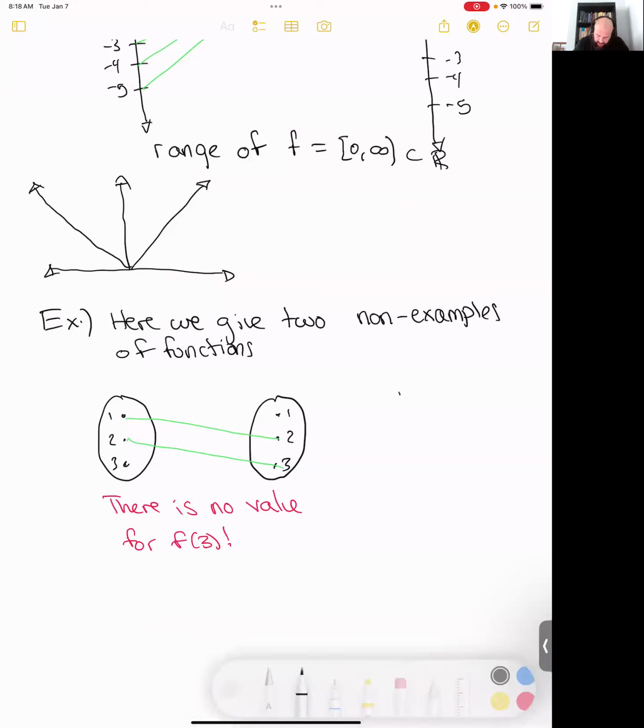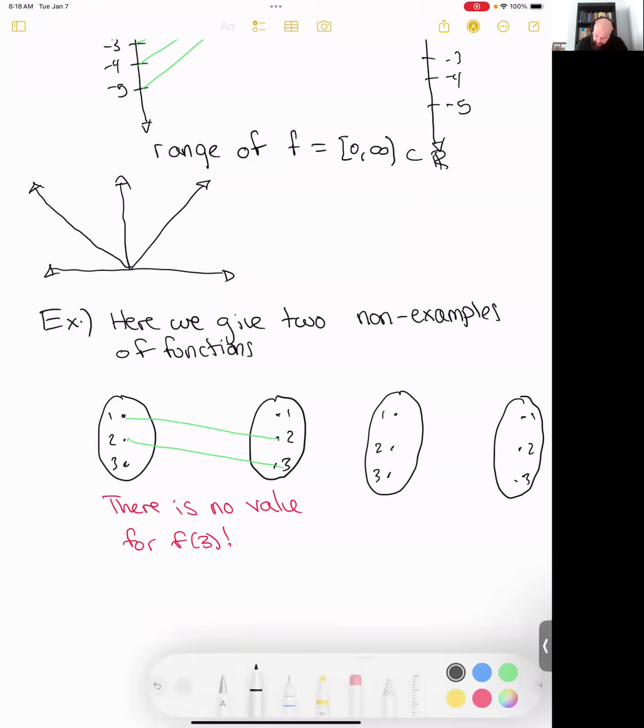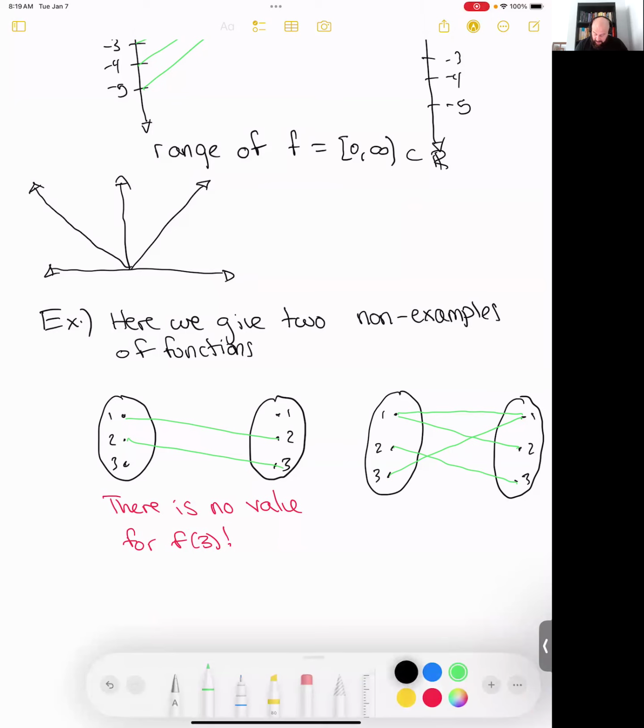Another way is you define sort of too many things for the domain. What do I mean by that? So 1, 2, 3, 1, 2, 3. What if you send 1 to 1 and 1 to 2? And you send 2 to 3 and you send 3 to 1. Everything's fine except for the fact that you sent 1 in the domain to 2 different values in the range. That's not okay. So you're not allowed to do that.